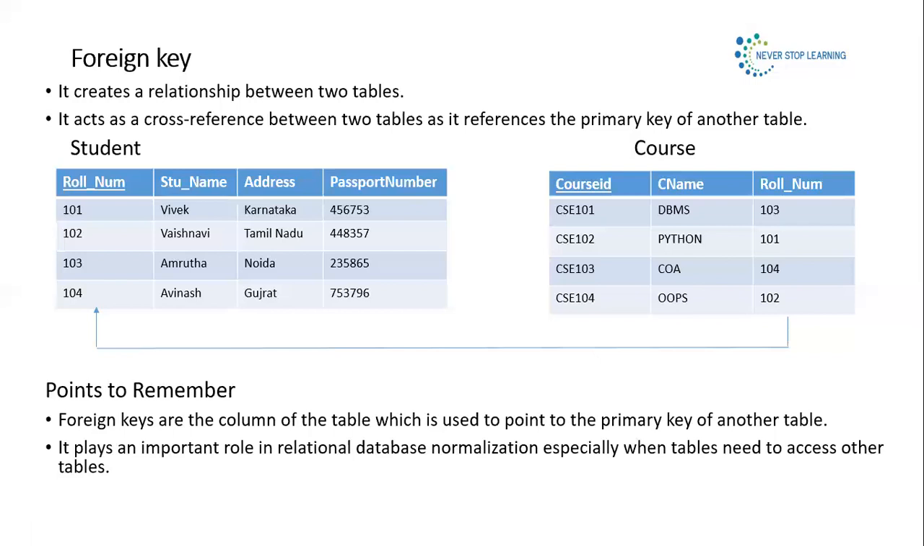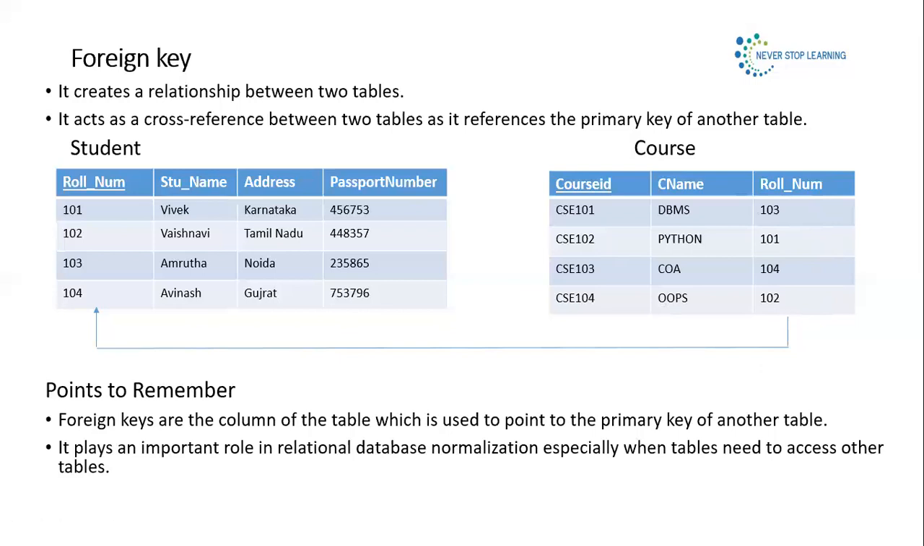Fine. Point to remember for foreign key. Foreign keys are the columns of a table which are used to point to the primary key of another table. It is pointing to the primary key of another table. It plays an important role in relational database normalization, especially when a table needs to access another table. So easily we can access this table because there is a common column, and on the basis of that, by equating our condition on the basis of this roll number, we can use this.